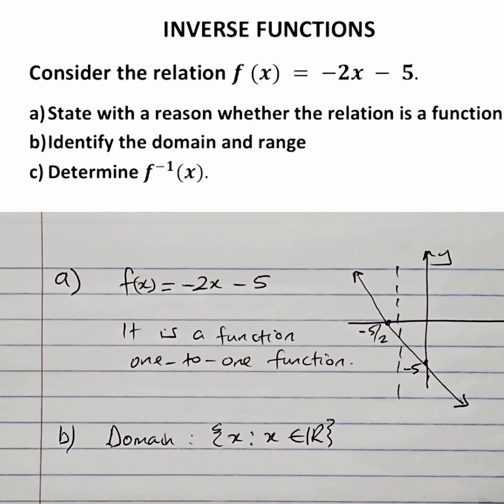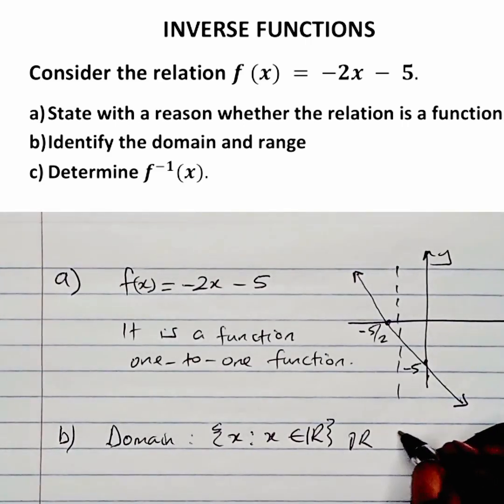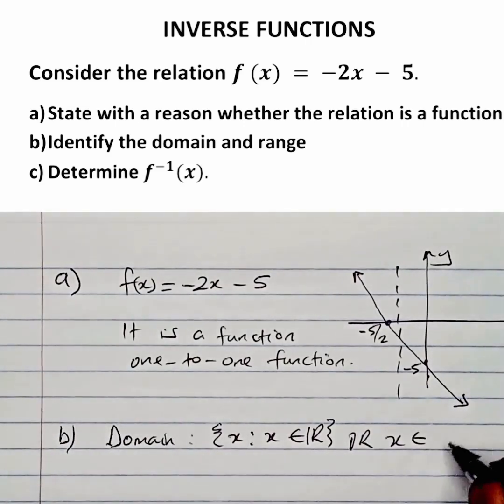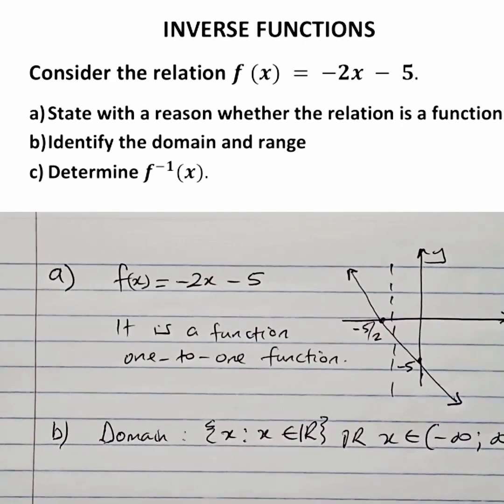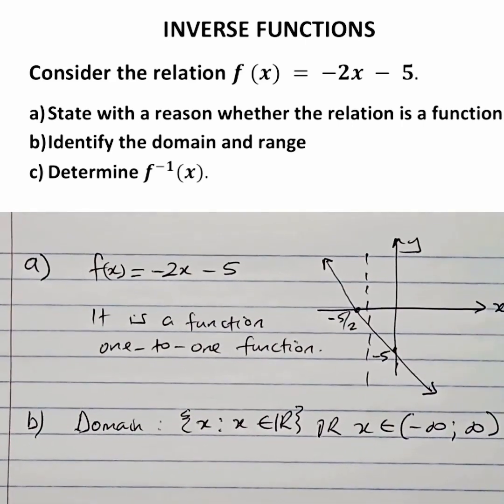So another way of writing this, you can say x is an element of all the numbers from minus infinity to infinity. So minus infinity to positive infinity.